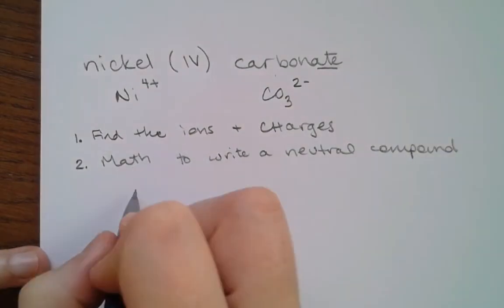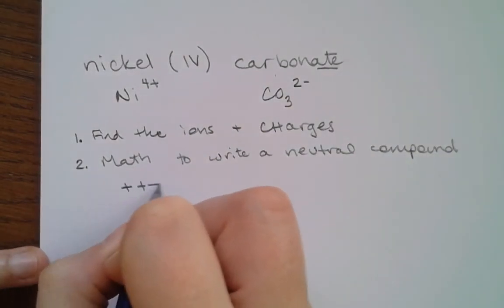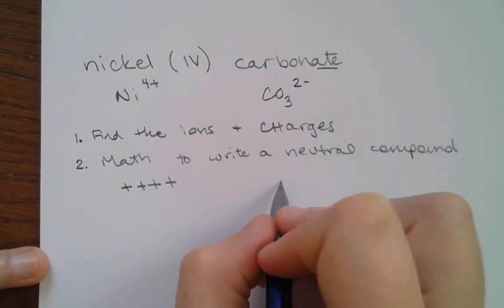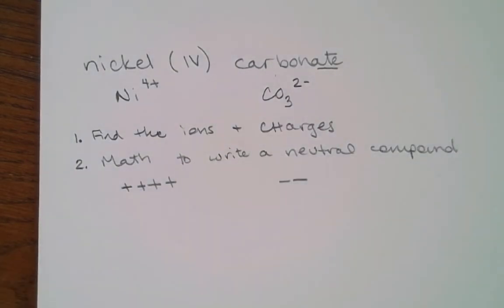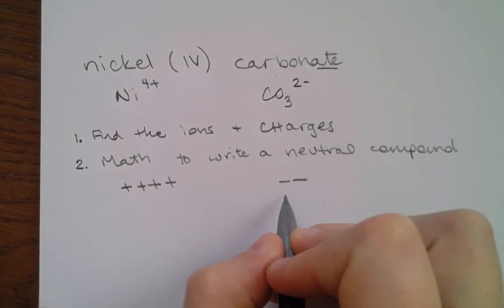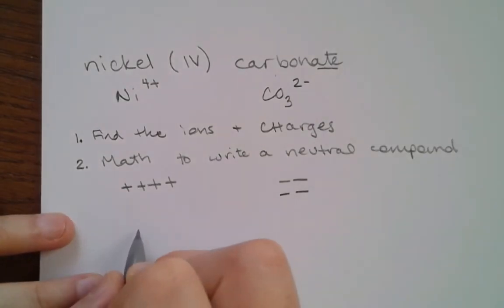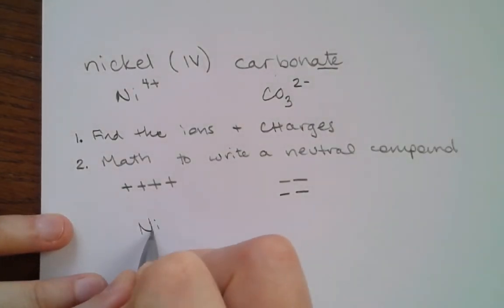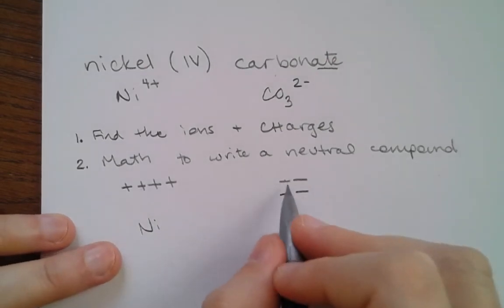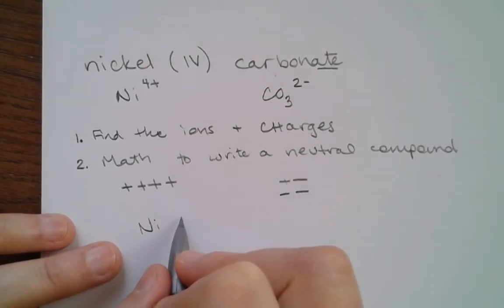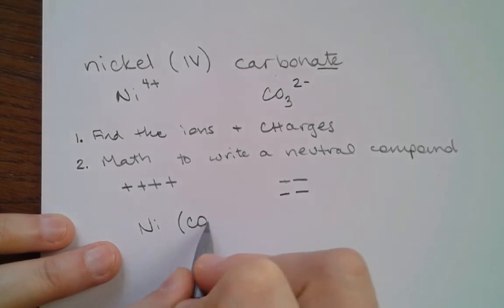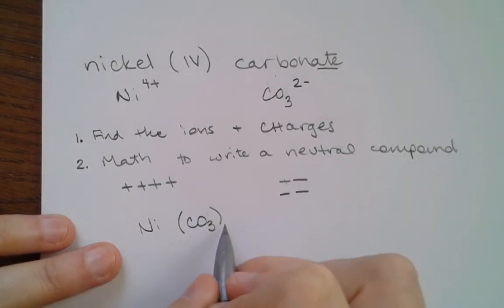Nickel's got a +4. Carbonate's got a -2. Is that neutral? No. +4 - 2 does not equal 0. But we have more negative, so add another carbonate. Plus 4 minus 4, that's neutral. That equals 0. All right, and we've got 1 nickel plus 4, and we need 2 carbonates. Each carbonate is CO3, and we've got 2 of them.